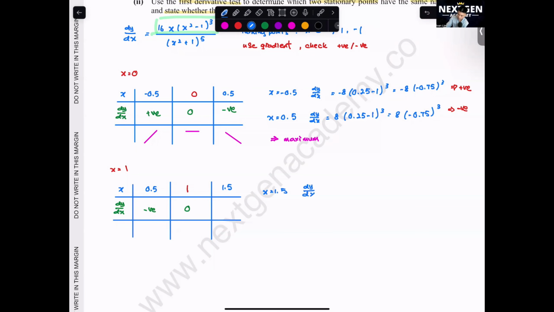The dy over dx value, 16 times 1.5 is positive 24. And this one, 1.25 minus 1 cubed, which is 24 times 0.25 cubed. Positive and positive, this will become a positive value. So this one is positive. Like this, like this, like this. So this will give us a minimum. The nature is a minimum.